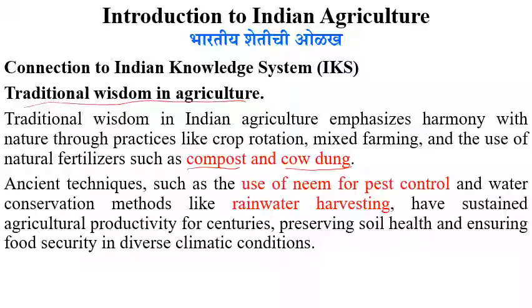Ancient techniques such as use of neem for pest control, म्हणजे कडुलिंबाच्या पानांच्या पासून पेस्ट कंट्रोलचं केमिकल तयार केलं जायचं. And water conservation methods like rain water harvesting, म्हणजे पावसाचं पाणी वेगवेगळ्या तलावांच्या माध्यमातून साठवण केली जायची, which have sustained agricultural productivity for centuries, preserving soil health and ensuring food security in diverse climatic conditions.